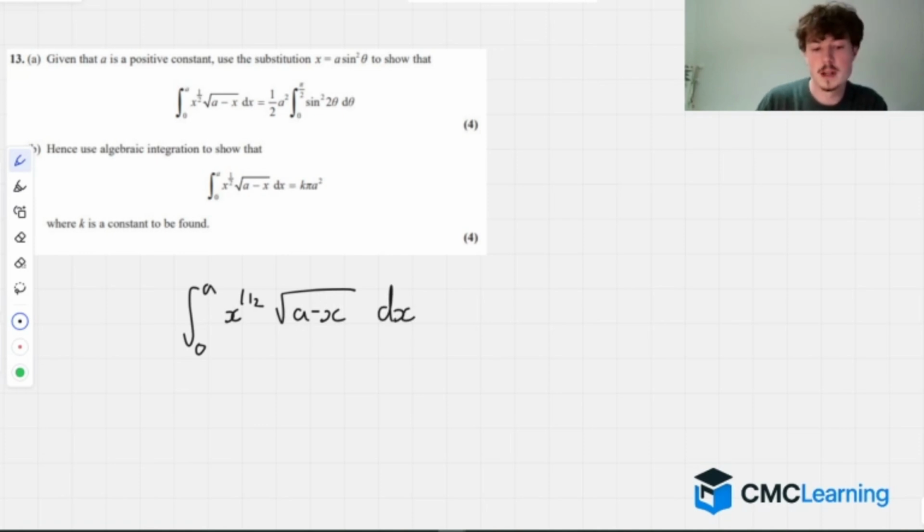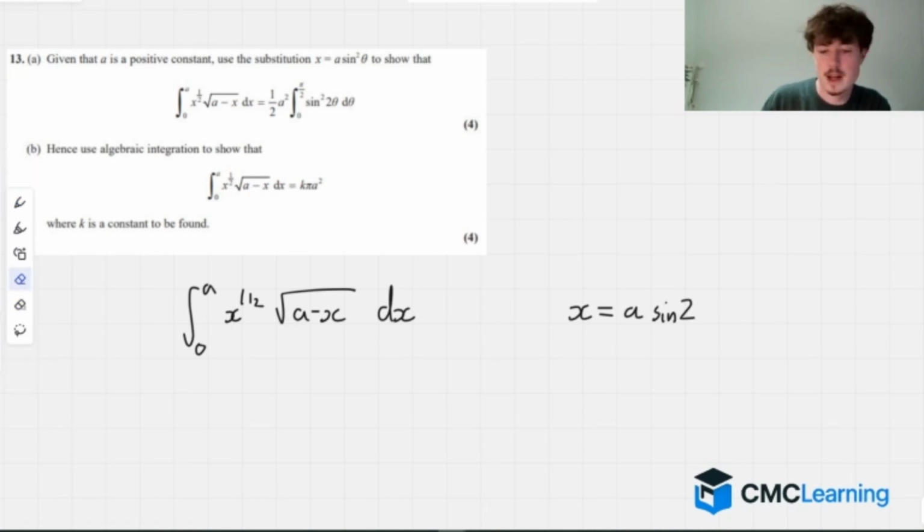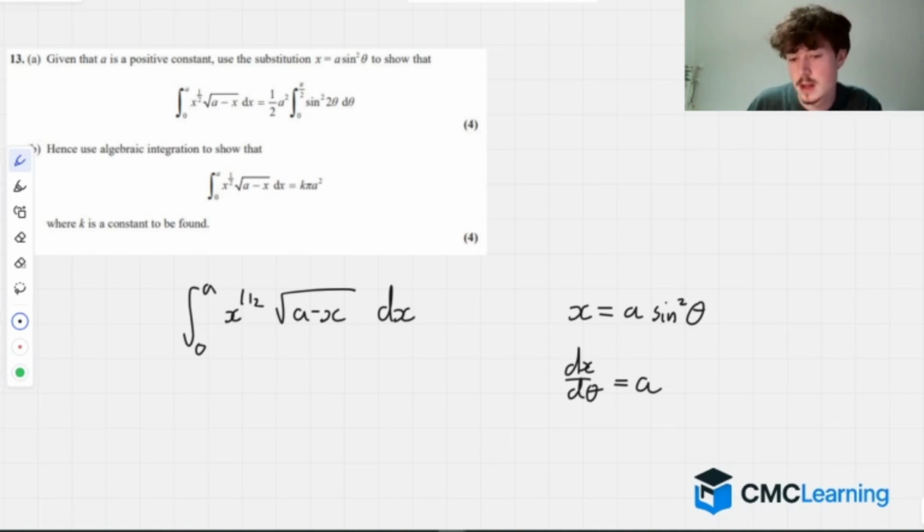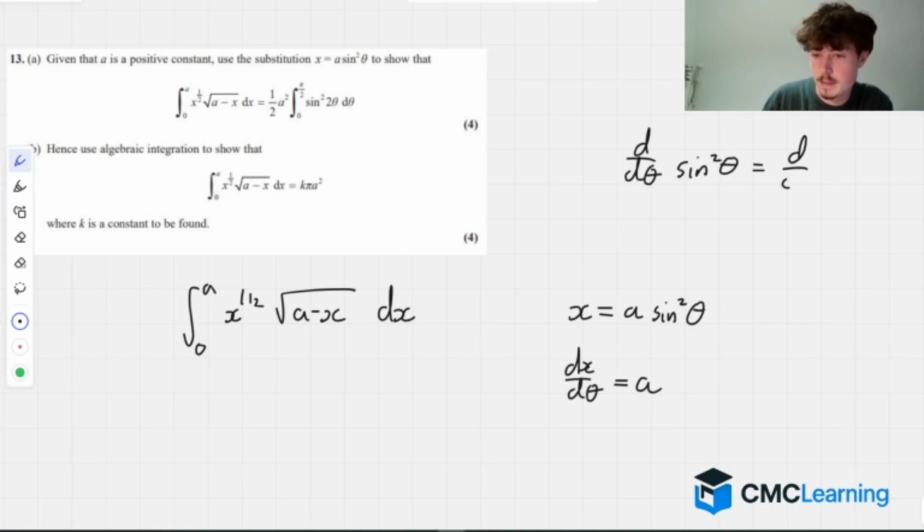To begin, we will be turning the dx into a d theta. The way I like to do this is writing the substitution equation of x equals a sine squared theta. Apologies for my handwriting. Where we can work out d theta by differentiating this to get dx over d theta equals a, and we need to work out what the derivative of sine squared theta is.